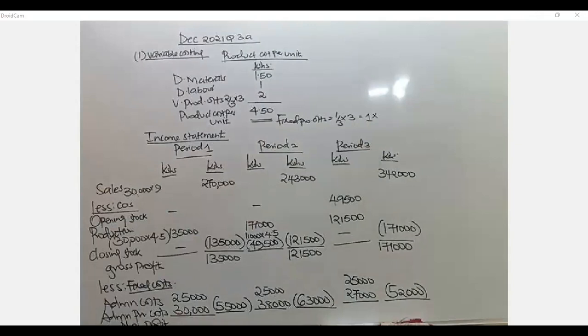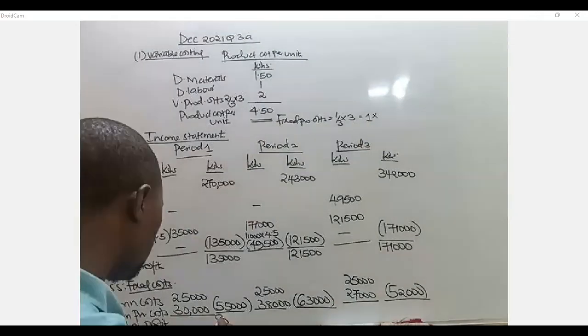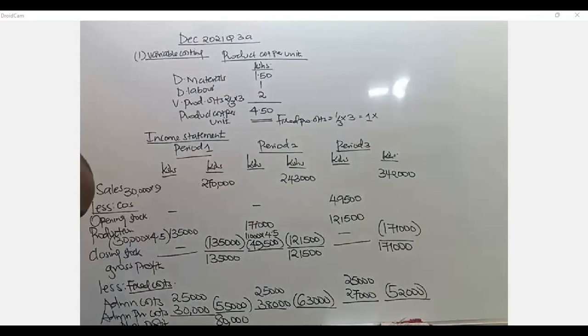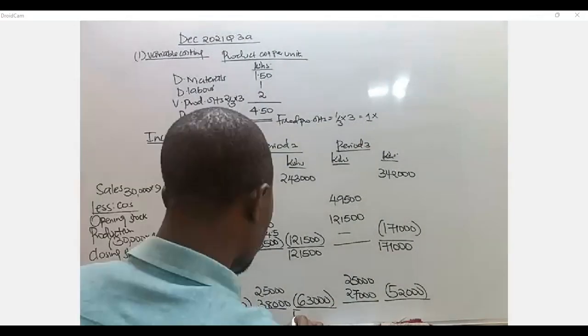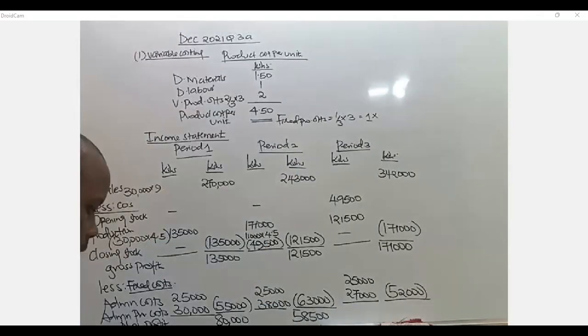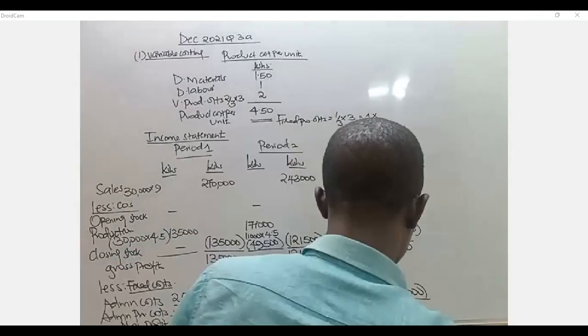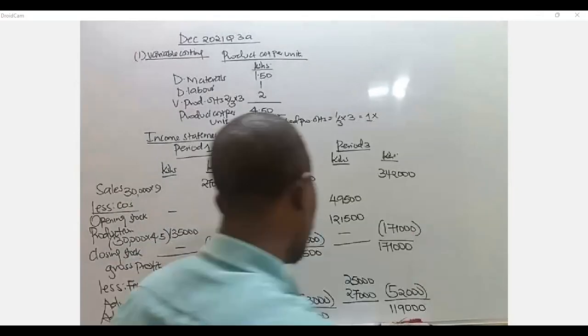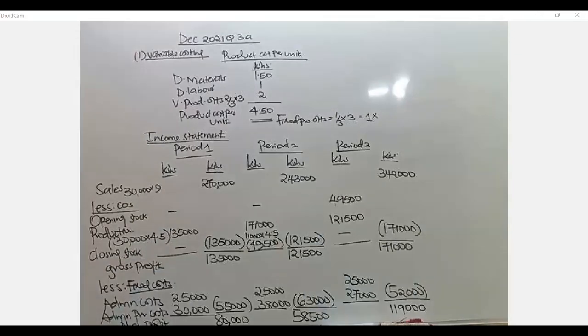That is okay. So in this case, 135 minus 55, we are getting 80,000. The second one will be 121,500 minus 63,000, getting 58,500. Then we have 171 minus 52, getting 119,000. Any question, Teresia?